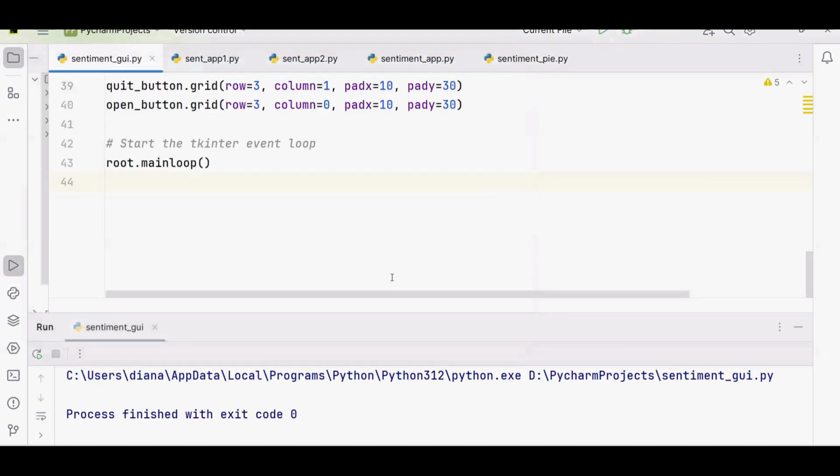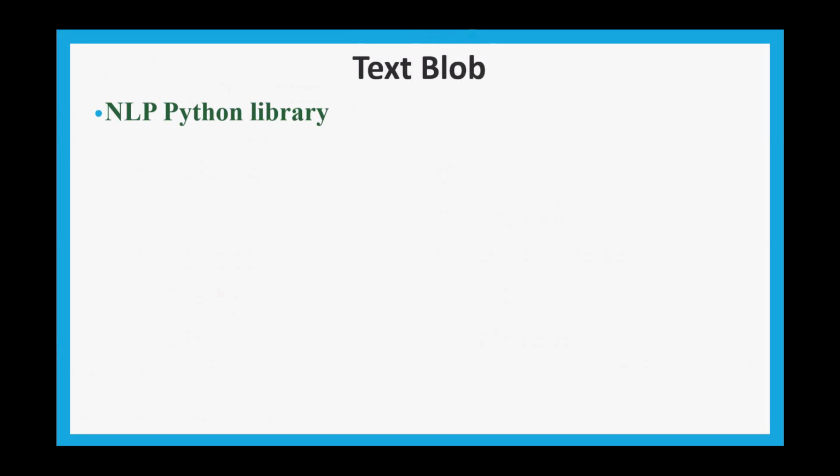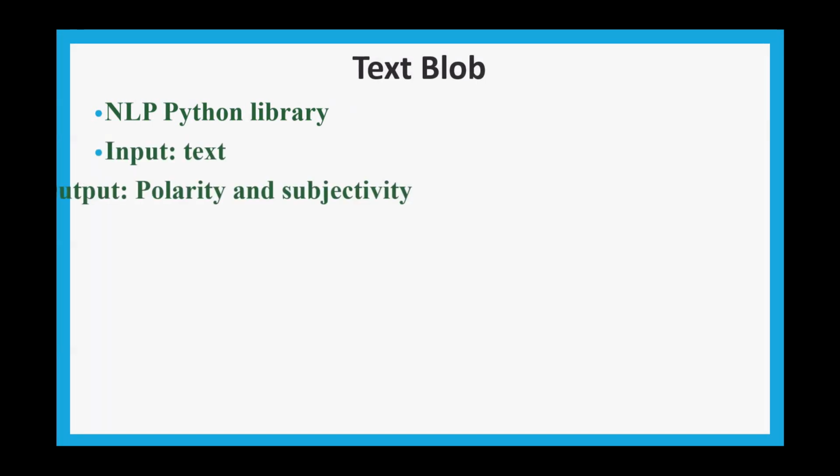Fine. Now we need to move on to the TextBlob library and we'll see how it works. TextBlob is an NLP Python library. It uses a Naive Bayes classifier for sentiment analysis. The input is the text which you will be giving in the text box, and the output will be polarity and subjectivity.